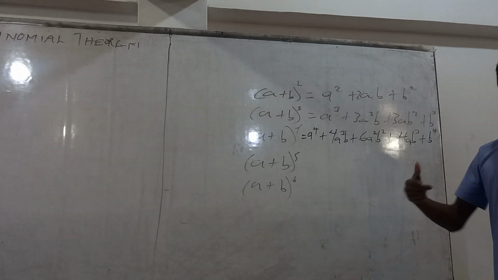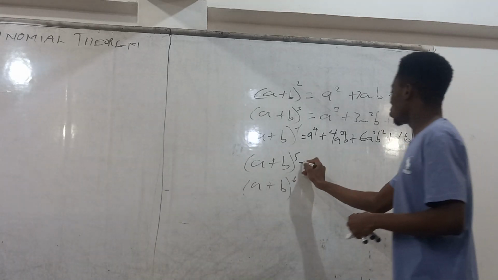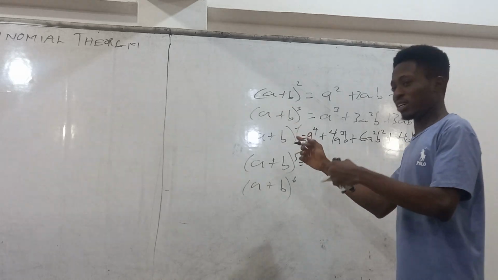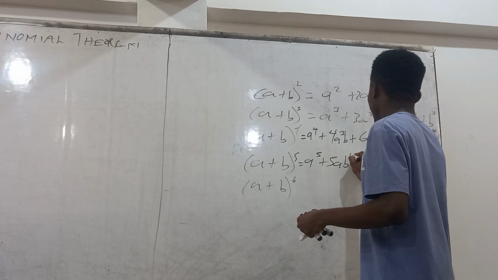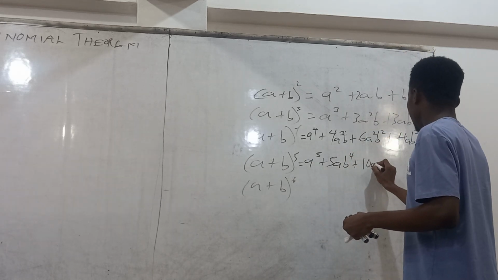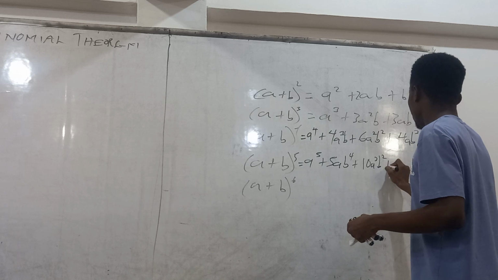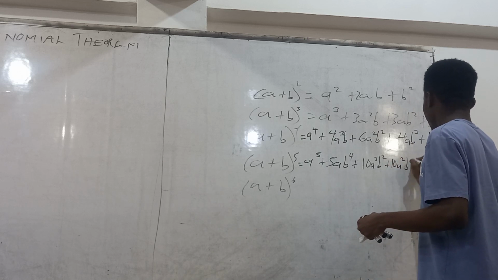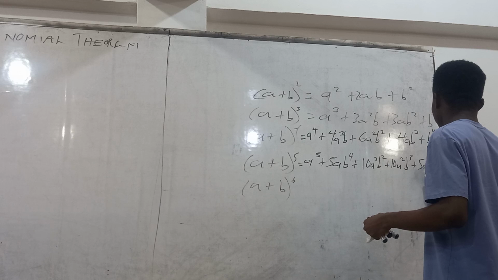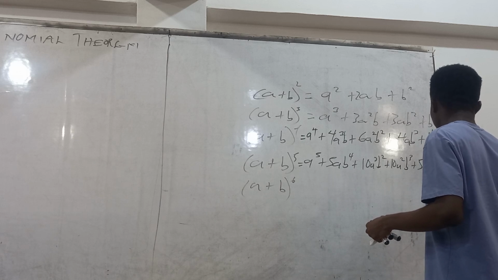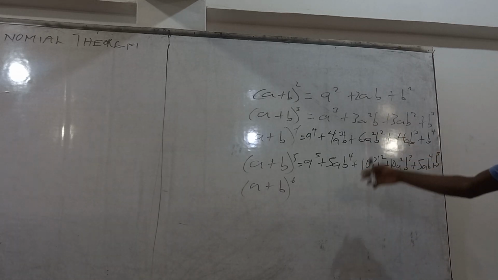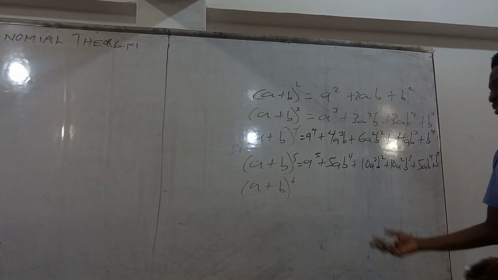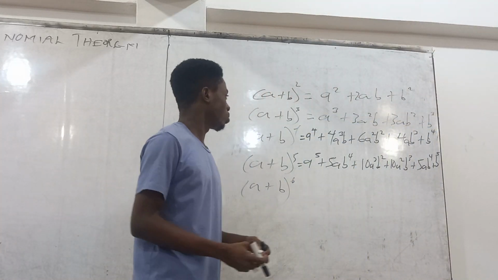Don't worry, you understand. I just want you to know that you can do it offhand, like how I'm doing it. A to the power 5 plus 5a to the power 4 b plus 10a cubed b squared plus 10a squared b cubed plus 5ab to the power 4 plus b to the power 5. So you understand. This is just the sixth one. I can do it, but for the sake of time, I want us to do something.